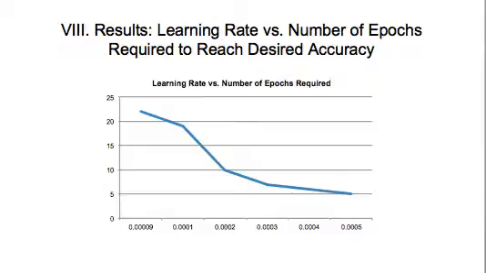The second is learning rate versus the number of epochs required to learn the desired accuracy. This is somewhat expected. As you increase the learning rate, the number of epochs required to reach a certain level of desired accuracy, which in this example is 95%, decreases, which is very understandable. So 0.0009, or 3 zeros and 9, requires a much higher number of epochs than 0.005, or 2 zeros and 5, which drops the number of epochs required to 5. So that's definitely something that is expected.